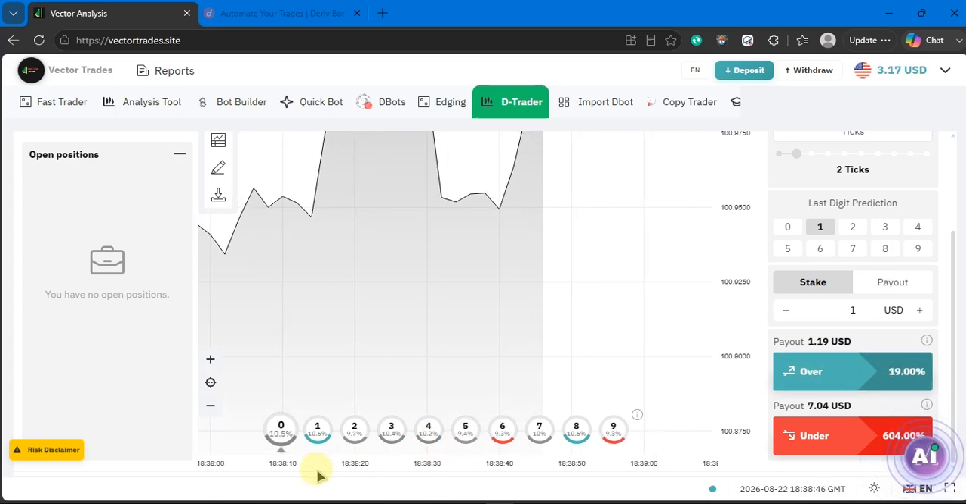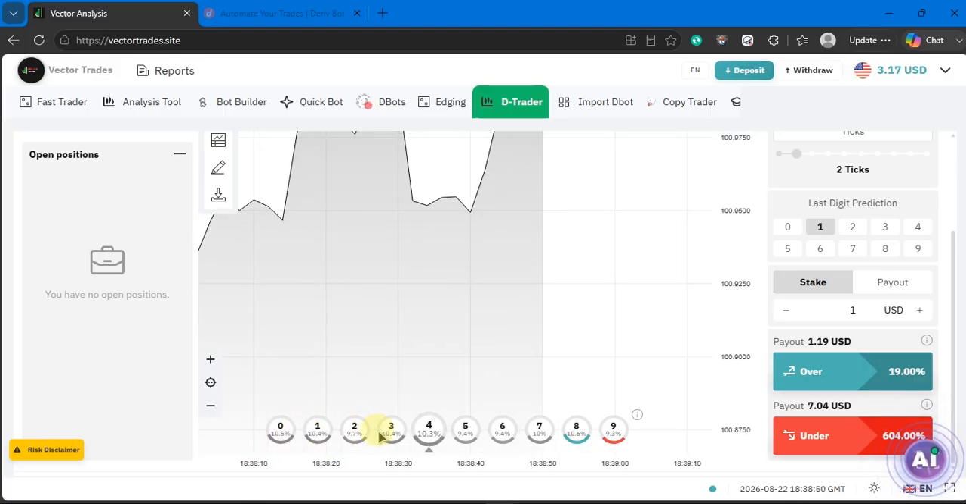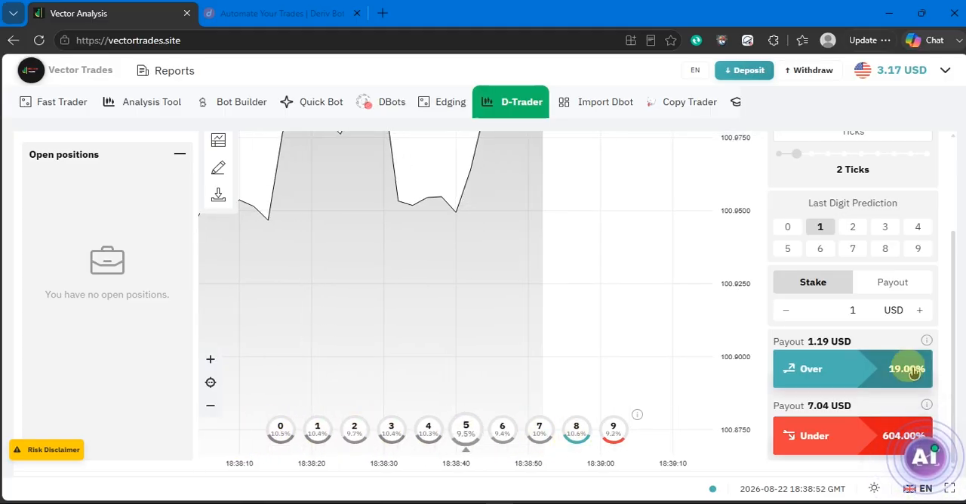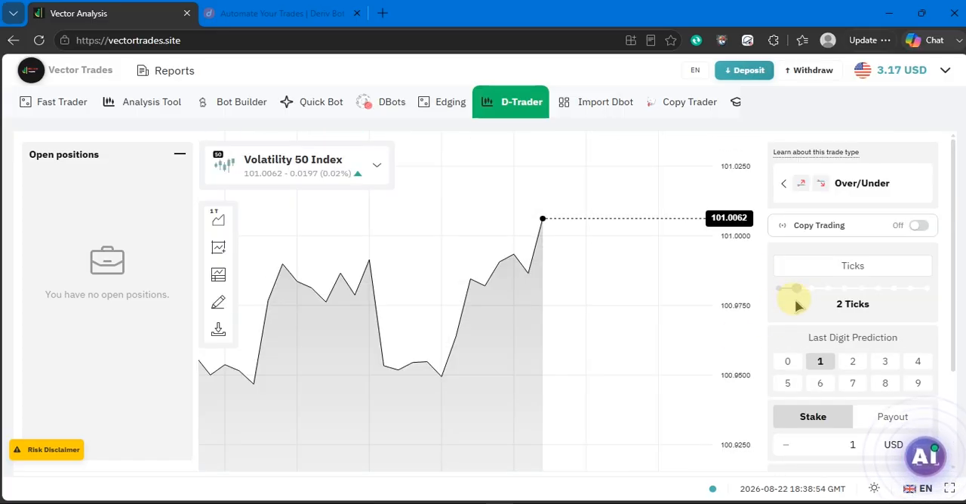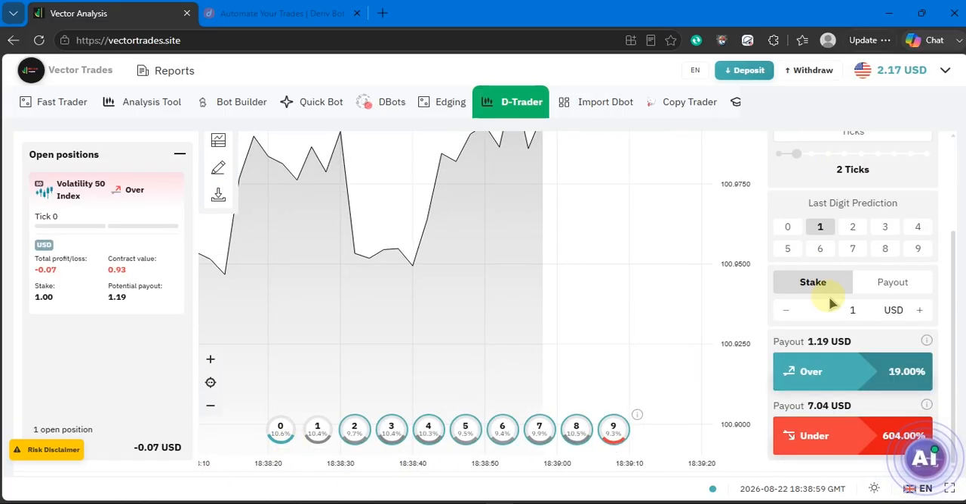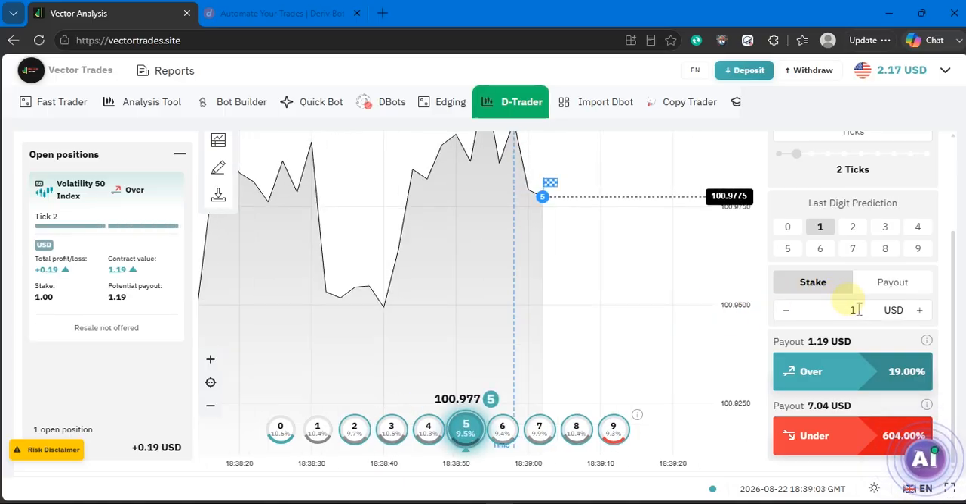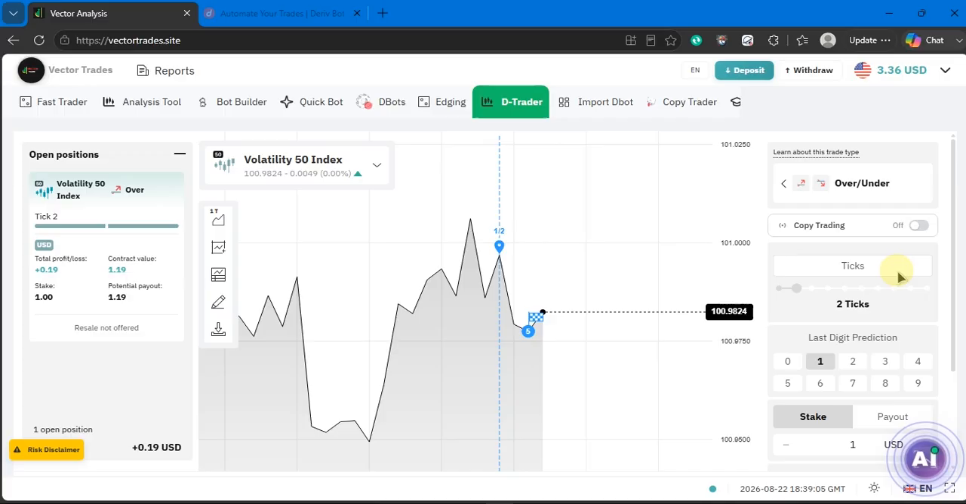And what I'm going to do is wait for this pointer to touch these two numbers, and then I just place a trade and make sure that you choose 2 ticks. So like that, and then just trade right away. You should win that trade. As you saw, I won that trade.